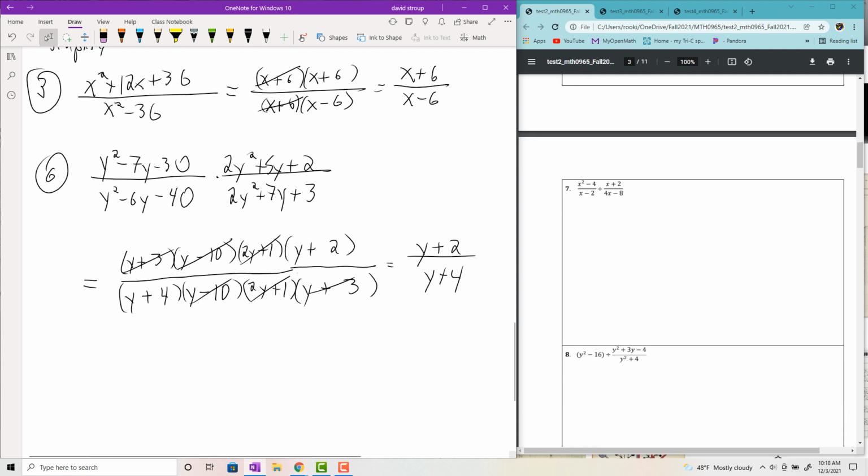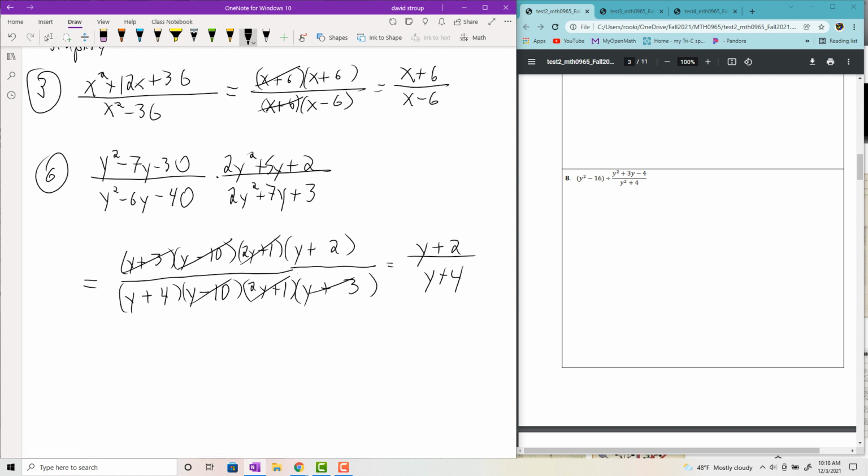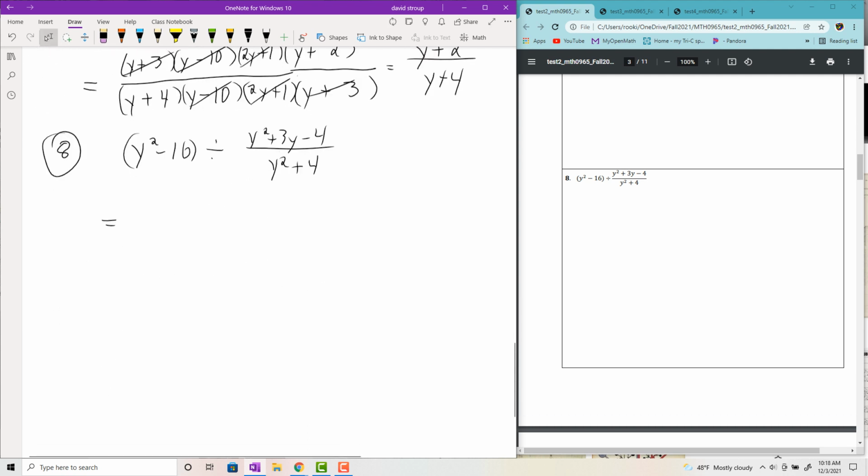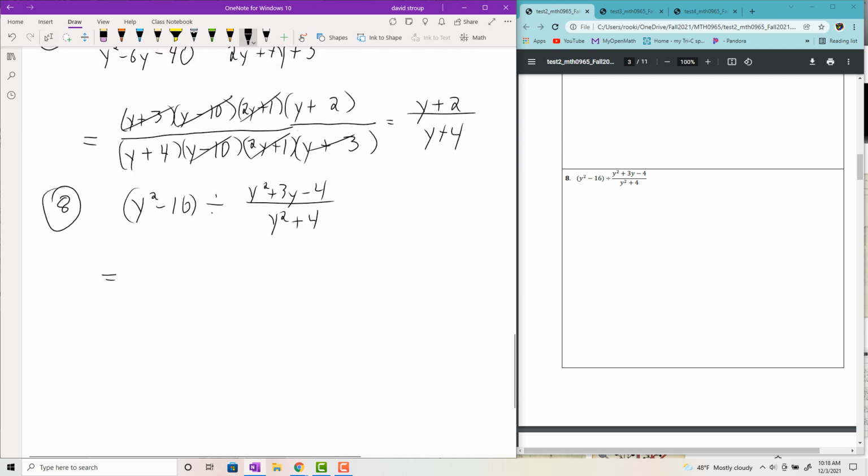remove common factors. Let's move on to a division problem, number 8. People think that one's tricky, but it's really not. y squared minus 16 divided by y squared plus 3y minus 4 all over y squared plus 4. So the first step for these is to take the reciprocal of the second term, right? The first term you can re-envision as y squared minus 16 over 1 if you wish. But the second term, you change division to multiply and then take the reciprocal. So you'd have y squared plus 4 all over y squared plus 3y minus 4.